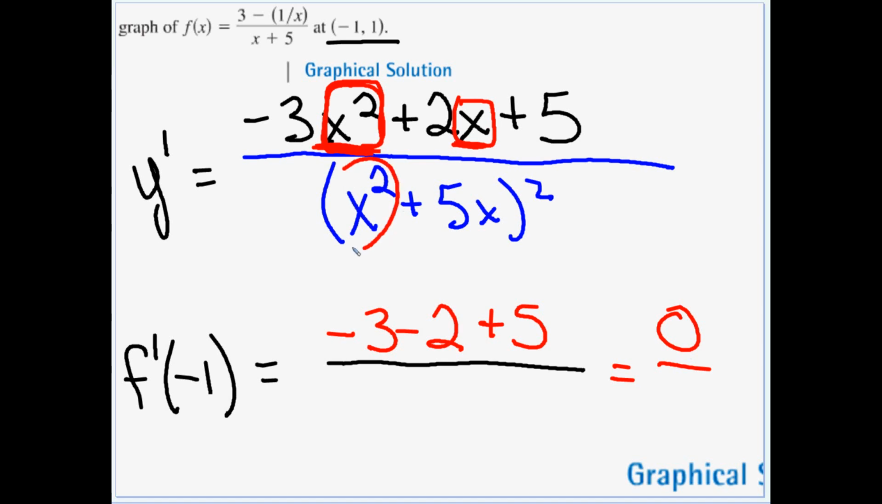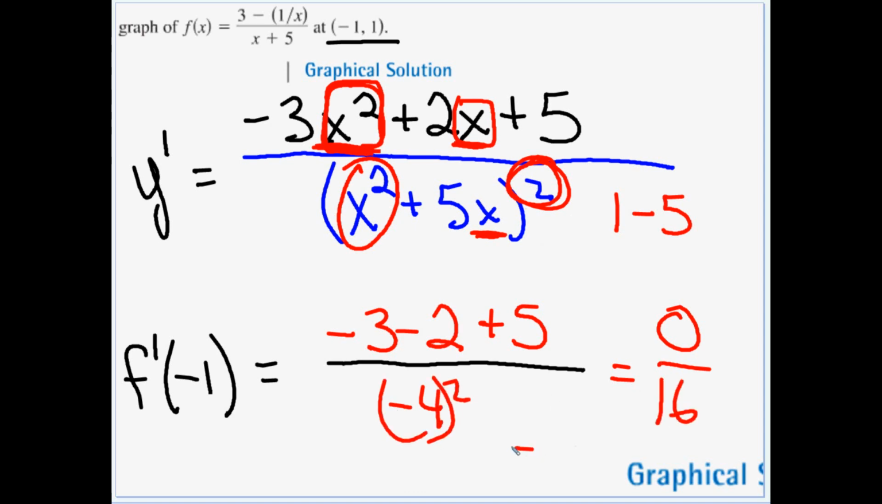This x squared will be a negative 1 squared, that'll turn into a 1. And then 5 times negative 1 will be a minus 5. So that's negative 4 when we subtract, and we square it. Negative 4 squared is 16. 0 divided by anything is 0. So it looks like our slope is 0. M is 0.